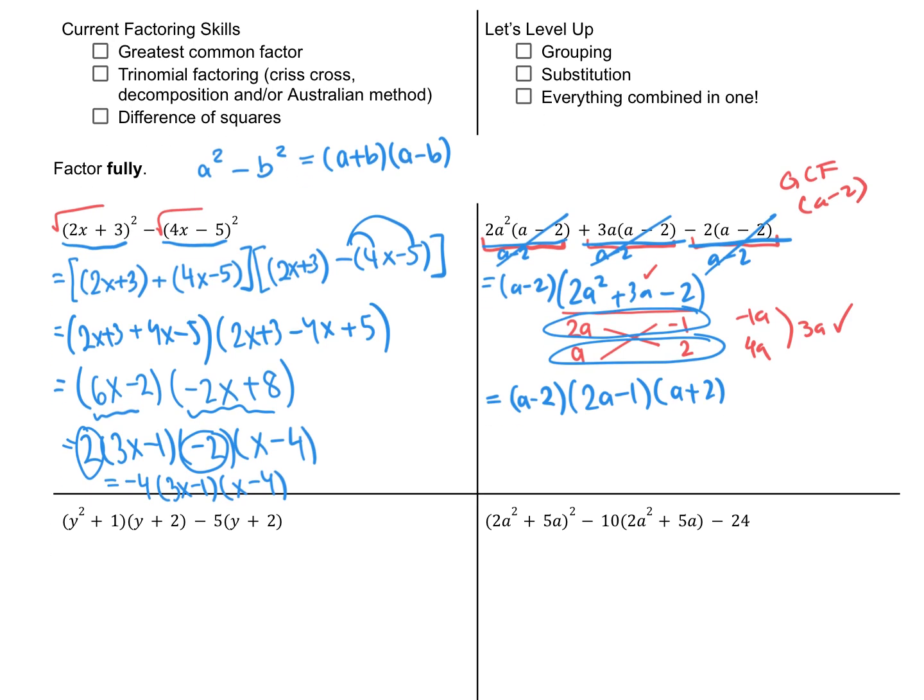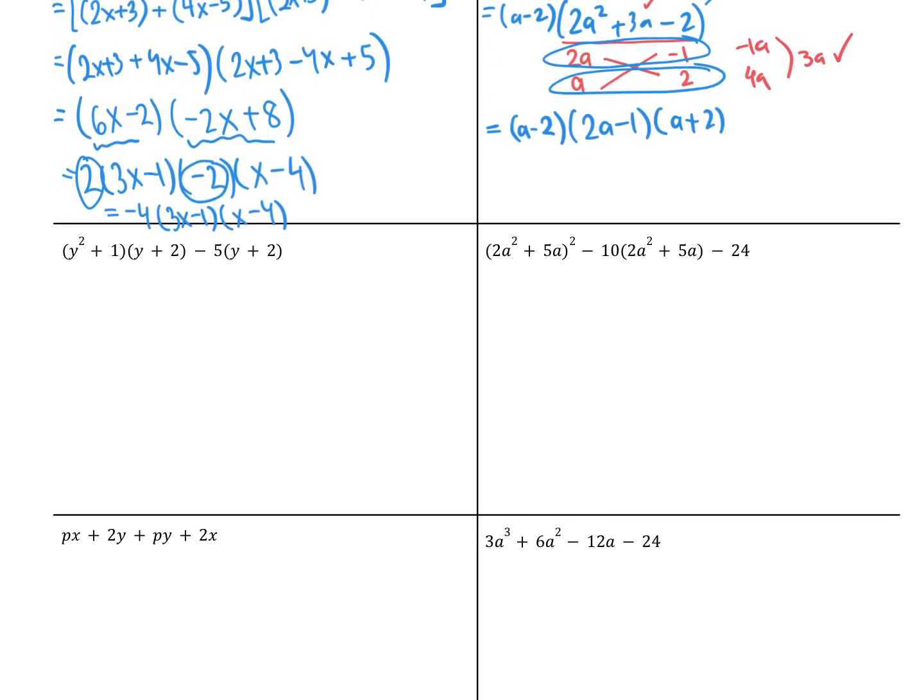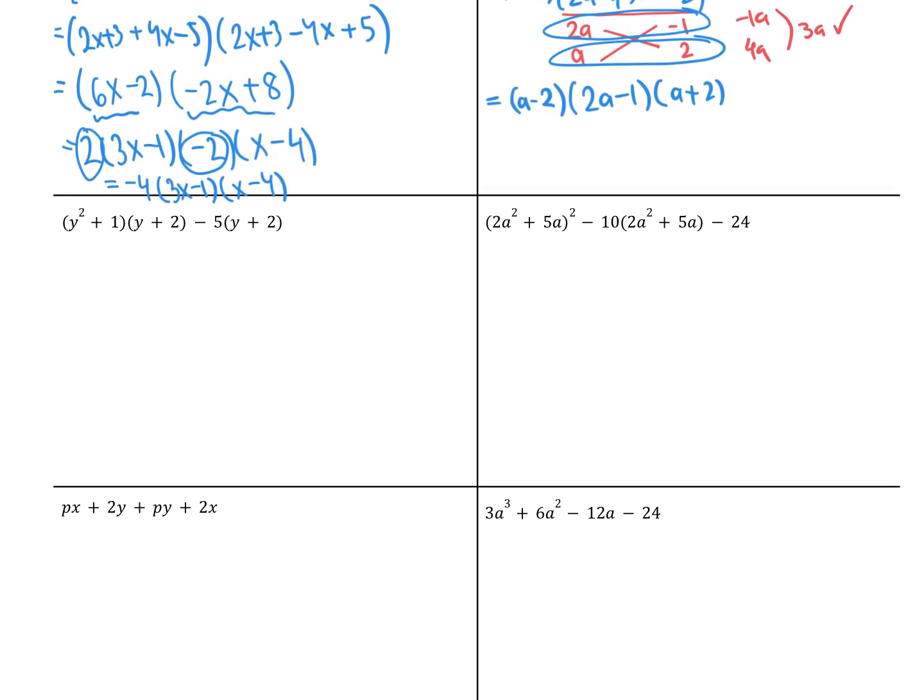Okay, let's try another example. I have y squared plus 1 times y plus 2 minus 5 times y plus 2. Again, I see two components. I can see that as a component because they're attached by multiplication, and this as a component. And each of these components has a common y plus 2 bracket. So let's factor it out.